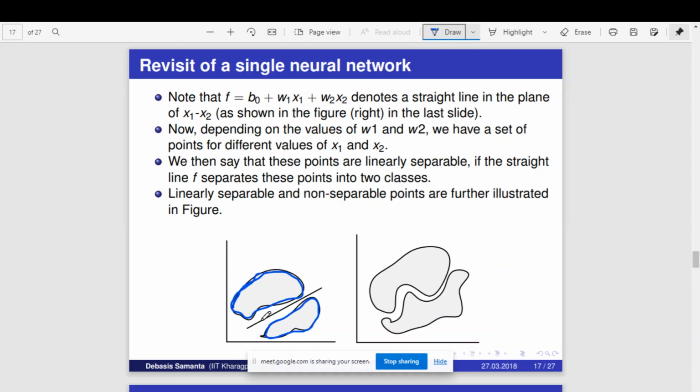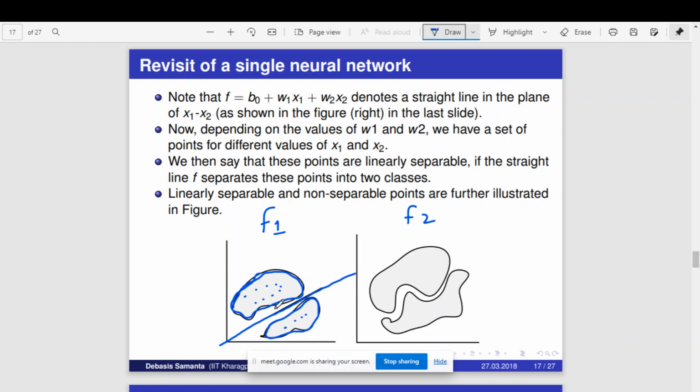Now if you see, this function is called a linearly separable function. There are two functions here. Let us call this function 1, this function 2. This function 1 is linearly separable. What is meant by linearly separable? Linearly separable means we can easily separate this by using a straight line. That is, if the value is above this straight line, then we can say that it is in this category. If the value is below this straight line, then we can say that it is in this category.